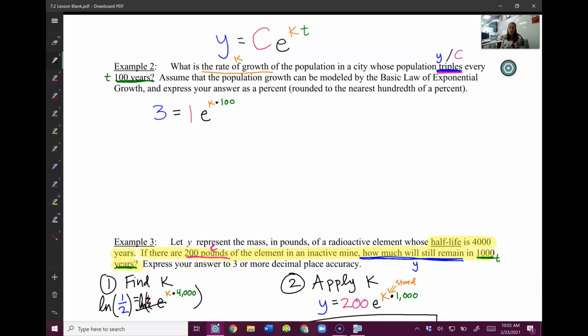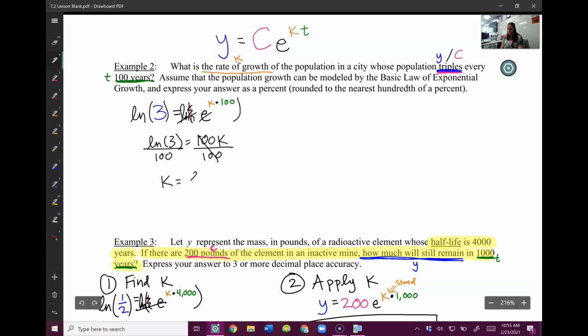We don't need to apply K in a second part. So what I'm going to do, I'm going to take the ln of both sides so I can get rid of that e. That 1 doesn't really matter. So I get ln of 3 equals the ln and the e cancel, 100k. Divide by 100. So I get k equals ln of 3 over 100.